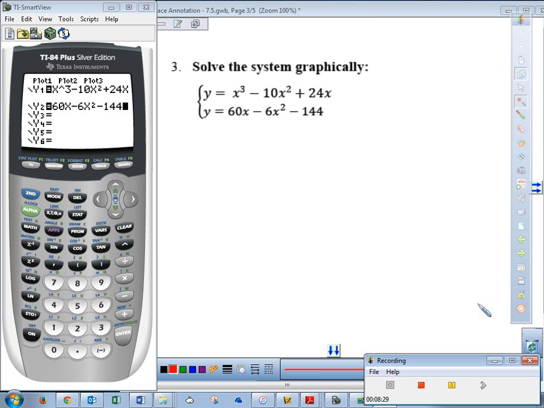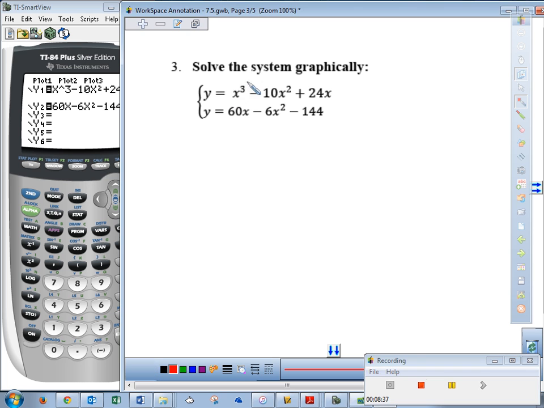Before I even try to zoom 6 it or anything like that, you should think before you graph. This is a cubic, correct? Which looks like a snake. Something like this, correct? This is a parabola. Can you tell me if this parabola should open up or open down? You're looking at that. Should it open up or open down? Should open down. So I should see something to the sorts when I graph that.